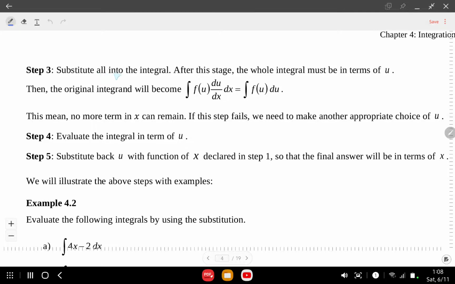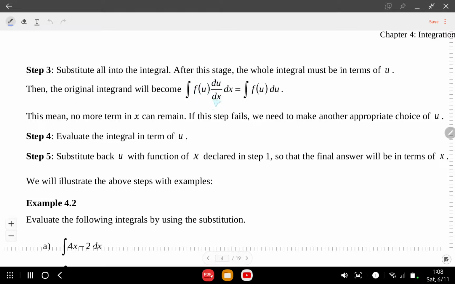Substitute all into the integral. What is all? All is our assumption u and our du over dx, so we need to insert into our original question. After this stage, the whole integral must be in terms of u. So kalau kita dah substitute kita punya u dan du over dx into the original question, semua dia akan dalam bentuk term of u saja, dah tak ada variable of x lagi. So integral dia akan jadi macam ni.